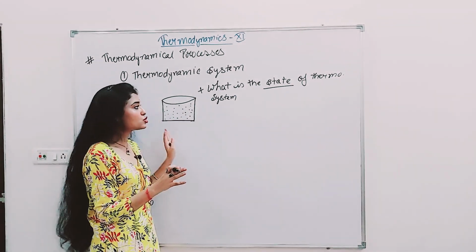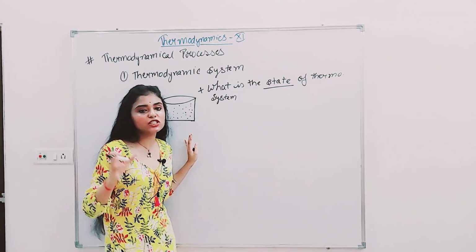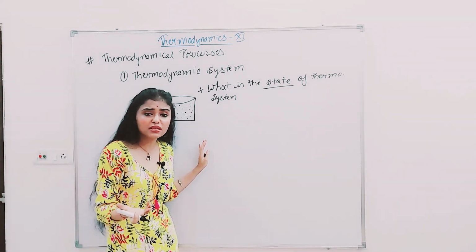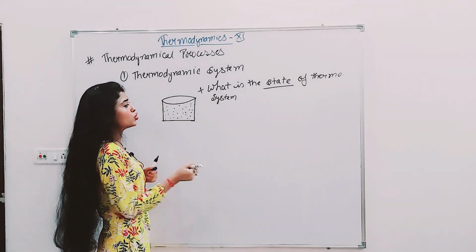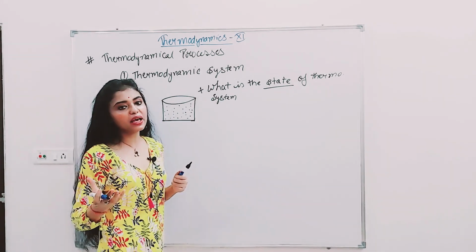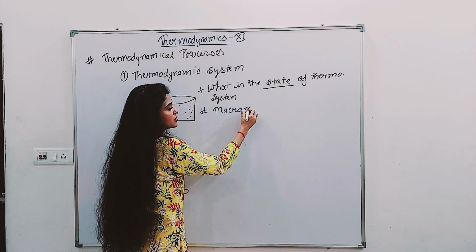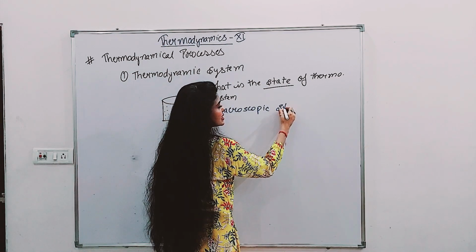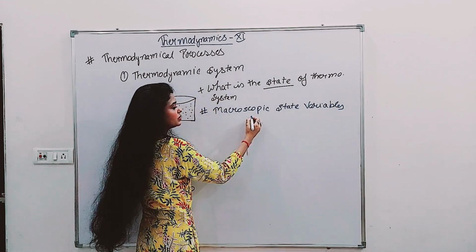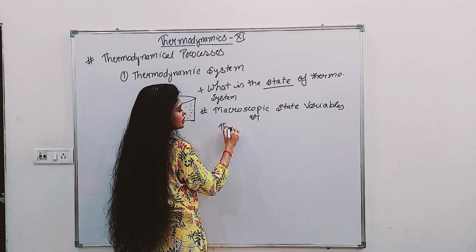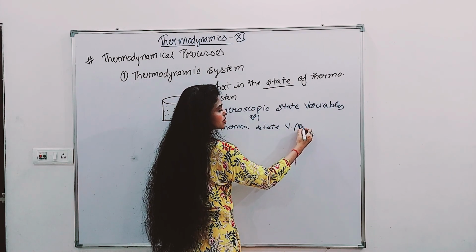That's the same thing. Now, to define the state of this thermodynamical system, there are certain macroscopic state variables, or you can also say macroscopic parameters, or thermodynamical state variables. In order to speak about the state of a thermodynamical system, there are certain parameters, and these parameters are known as macroscopic state variables, or thermodynamical state variables, or parameters.